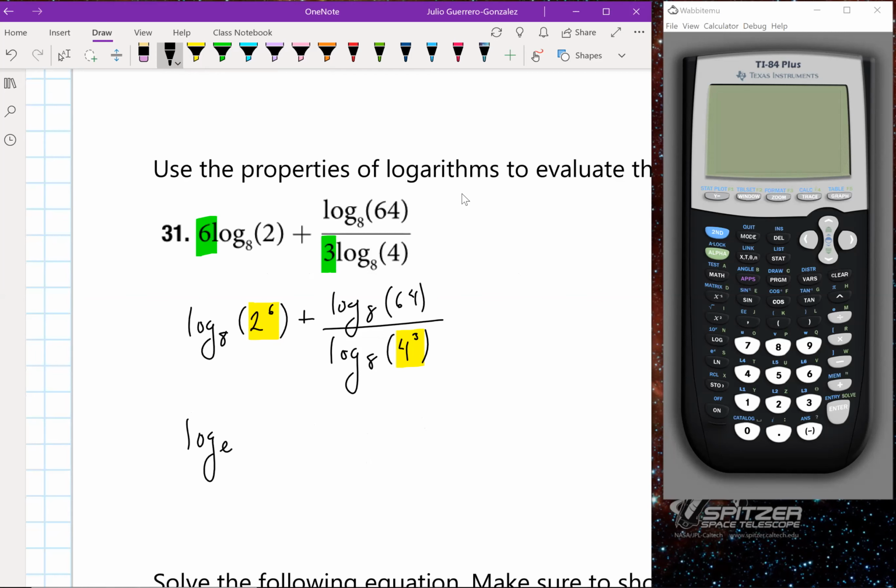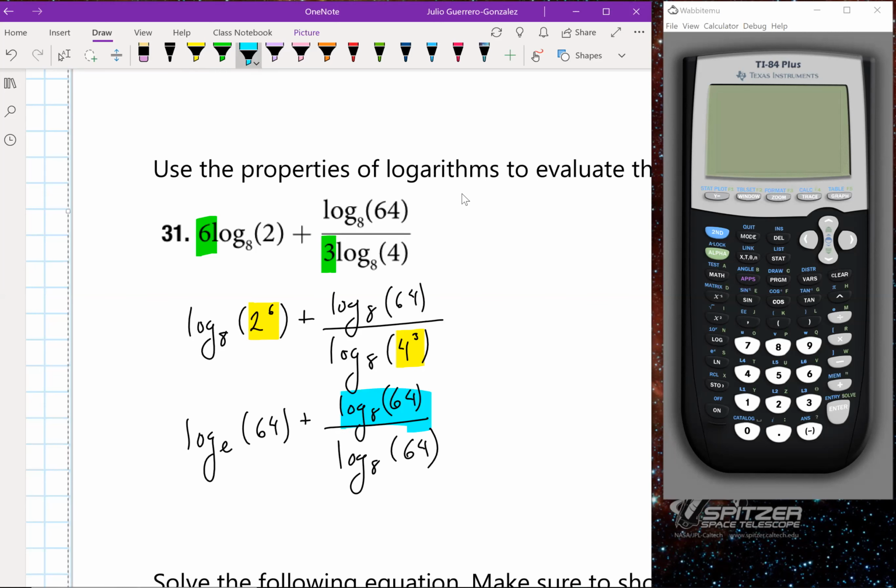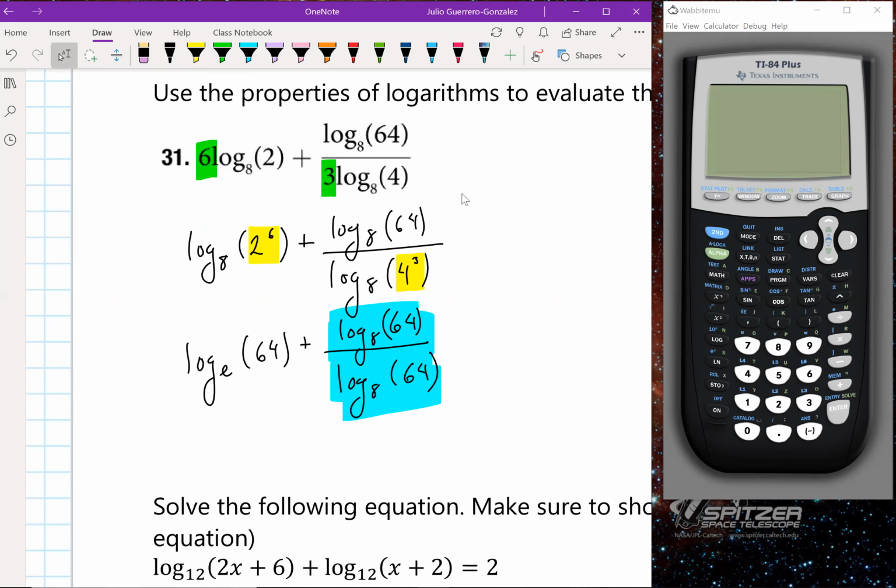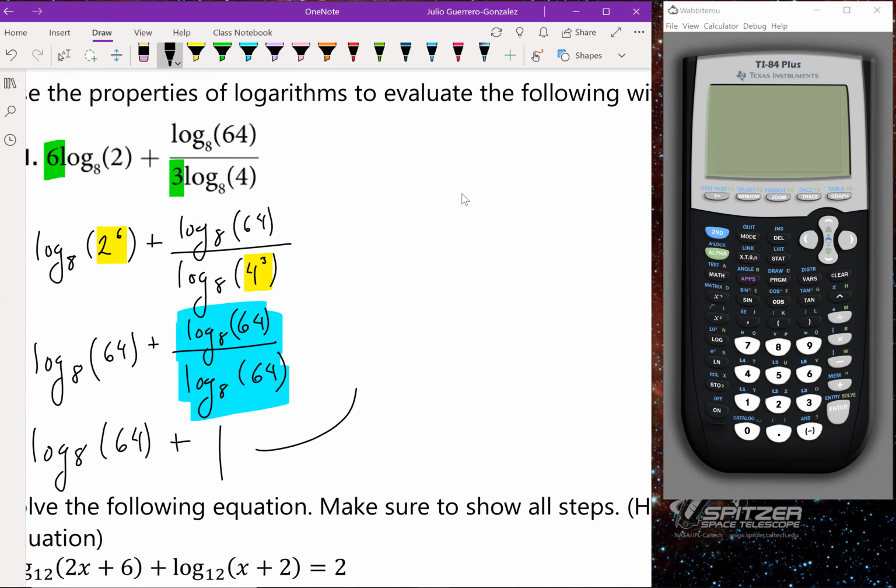So we have log base 8 of 64 plus log base 8 of 64 divided by log base 8 of 64. What happens with these two things? It becomes 1. Yeah, so it's one thing divided by exactly the same thing, right? So log base 8 of 64 plus 1.